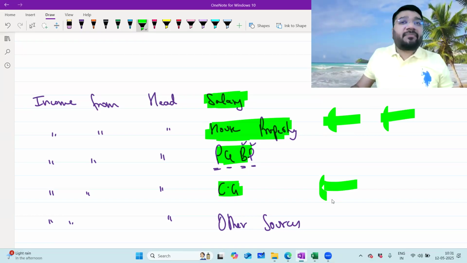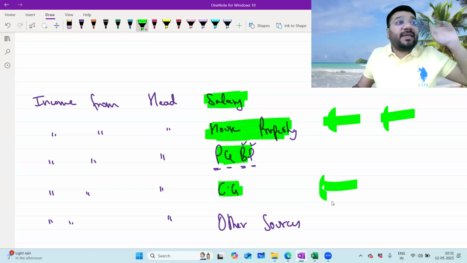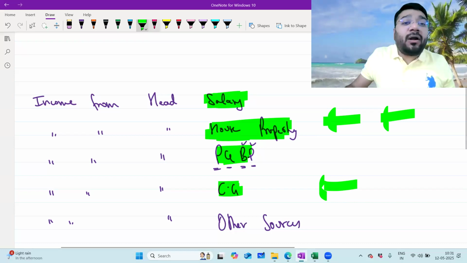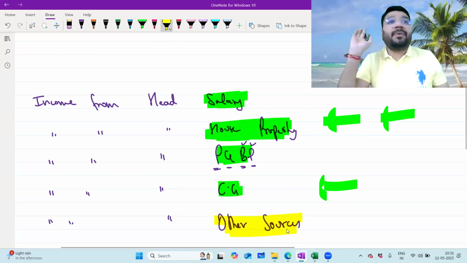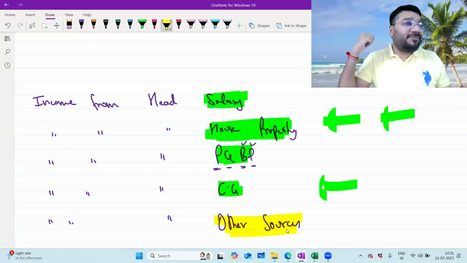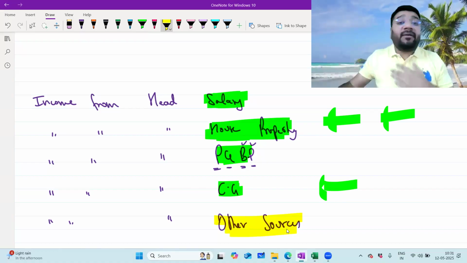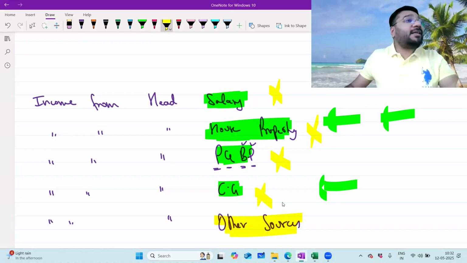Then any other income that you earn which does not fit in the above 4 categories will be recorded in the residual category called the other sources category. For example, I put the money in a fixed deposit. Against that, what will I get in return? Interest income. So can I put interest income in the salary category? No. House property category? No. PGBP? No. Capital gain? No.